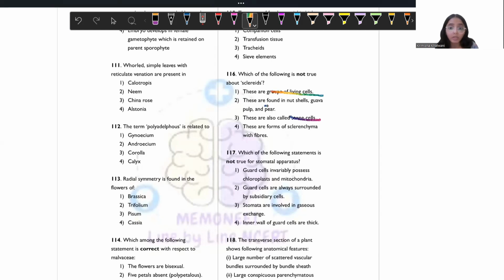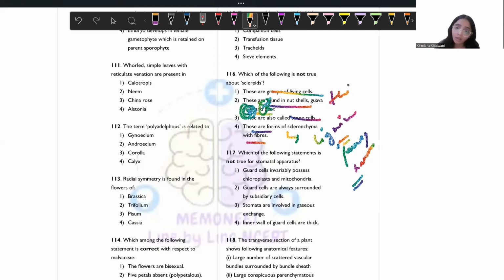Now, they are found in nutshells, guava pulp, pear. I want to tell you, sclereids are hard. Sclereids are hard and cannot be found in the pulp of anything. So this is also a wrong statement. Now let's see the fourth option. They are a form of sclerenchyma with fibers. Yes, it's a correct statement. Sclereids are a type of sclerenchyma. They have lignin deposition in them. They have an irregular and very narrow lumen because their walls are very thick. Okay, I'll tell you. See, just a sec.